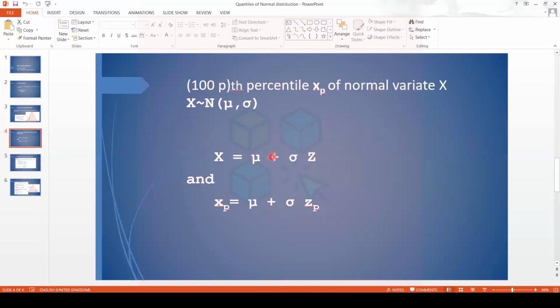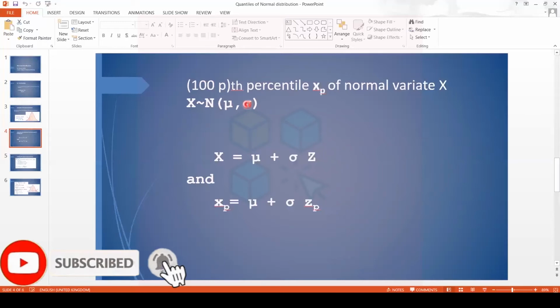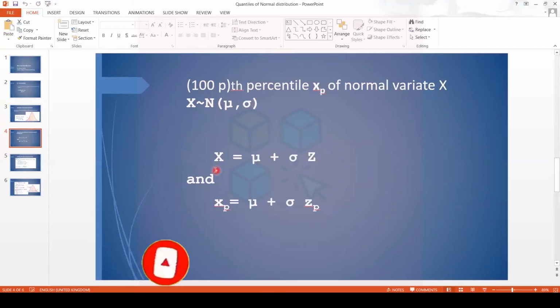After that, we can obtain the 100pth percentile xp of the normal variate X, where X follows a normal distribution with mean mu, variance sigma square, and standard deviation sigma. X is a random variable following the normal distribution, that's why it is capital X. Mu and sigma are the parameters of the normal distribution, and Z is the standardized variate following the standard normal distribution with zero mean and unit variance. So Z and X both are variables, that's why they are written in capital letters in this expression.